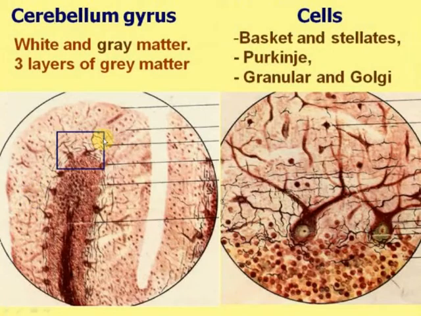At middle magnification in the gyrus you can see the white matter in the middle and gray matter outside, which consists of three layers: the outer molecular layer, the middle ganglionic layer, and inner granular layer. This is molecular layer, ganglionic layer, and granular layer at high magnification.